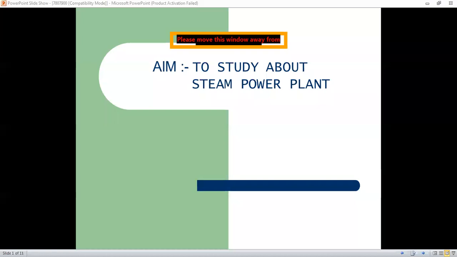Okay, so the main use of steam is to run a steam power plant. So what do we mean by a steam power plant?